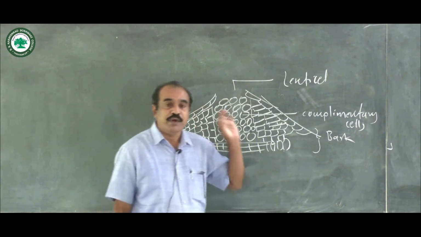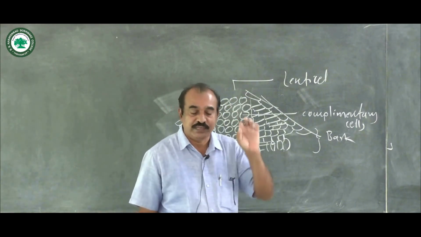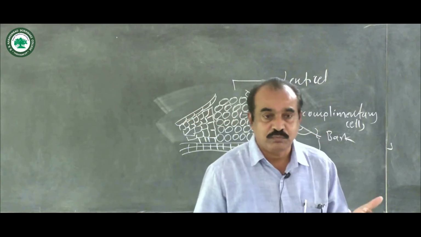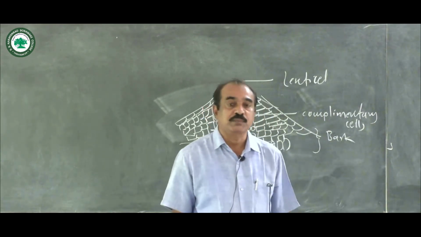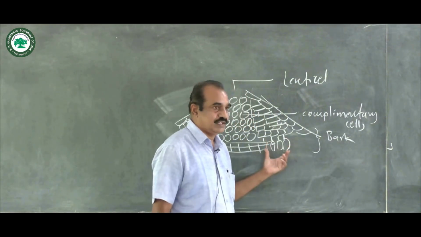And only about 0.1% of the water loss, that is very negligible compared to the total water transpired by the plant. Only about 1% of the water loss takes place through the lenticel.